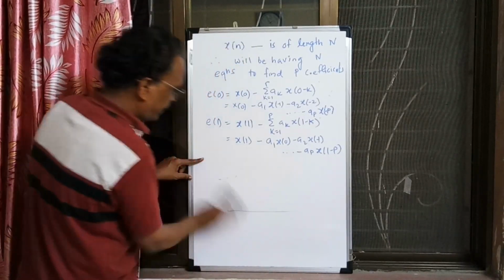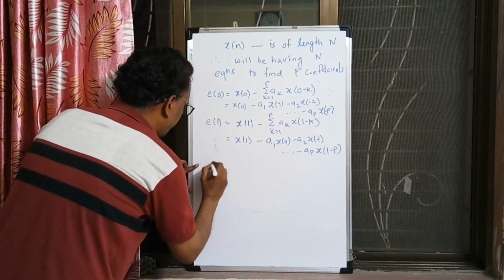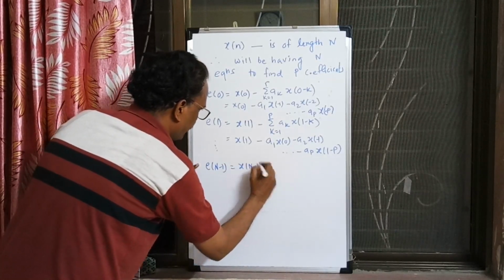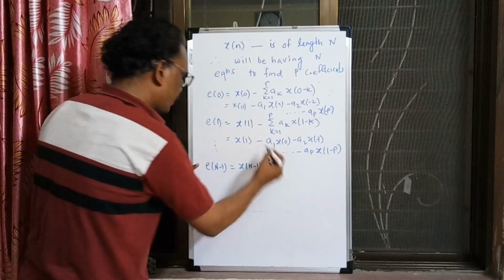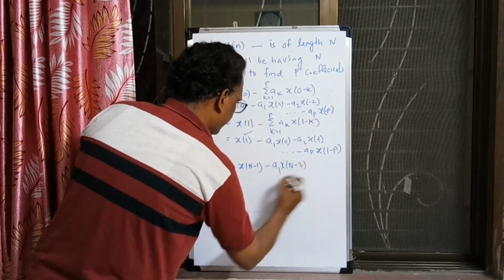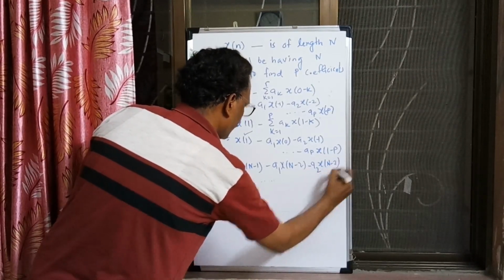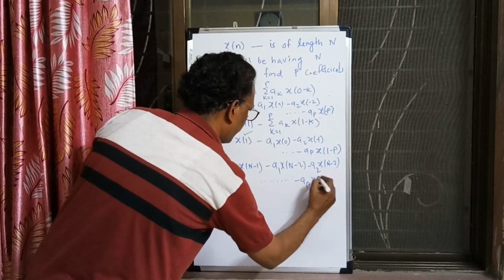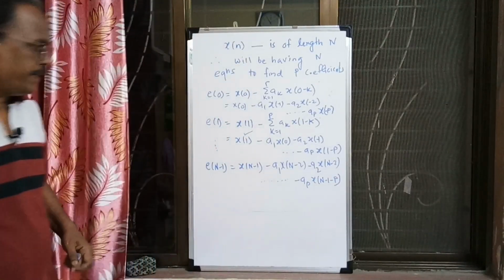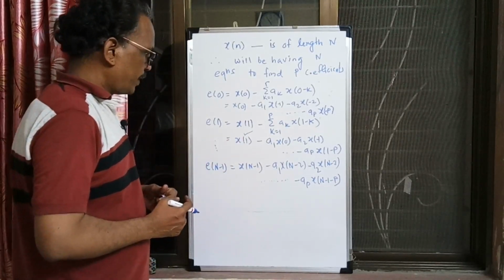Similarly, we can write for n equal to 2, 3, 4 and so on. Since it started from 0, the last equation will be e of n minus 1, which is x of n minus 1, with coefficient a1 on x of n minus 2, and likewise a2 x of n minus 3 and so on, minus ap x of n minus 1 minus p. So I have N simultaneous equations and I want to find a1 to ap.